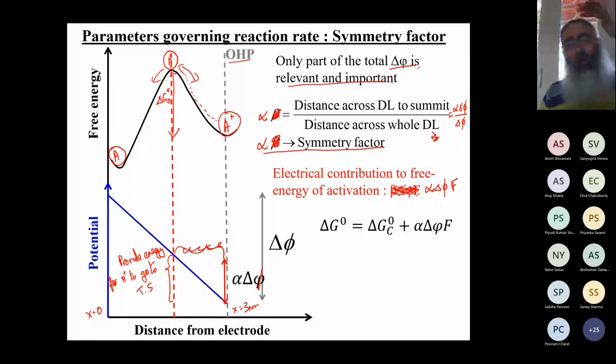So that means if you have a delta phi drop across the interface, starting from the interface to the OHP, only a fraction of the delta phi is actually taken up by the ion in moving from the OHP to the peak of the energy profile, the summit of the energy profile. And what fraction of that potential is used up is what we call a symmetry factor. Does this make sense?